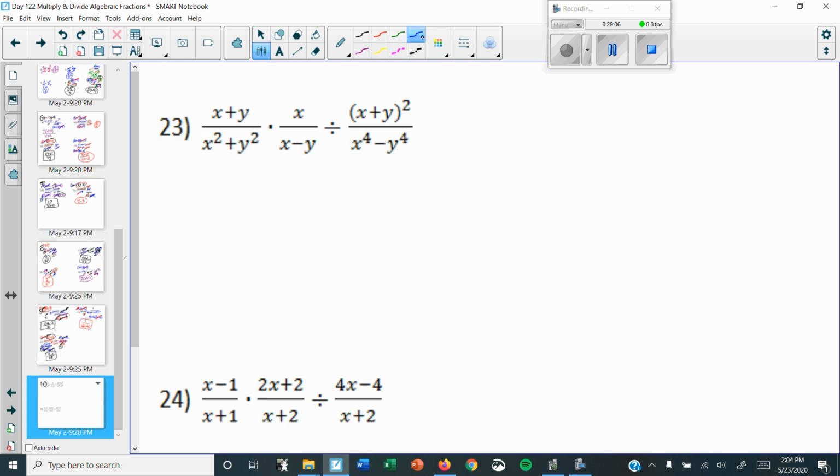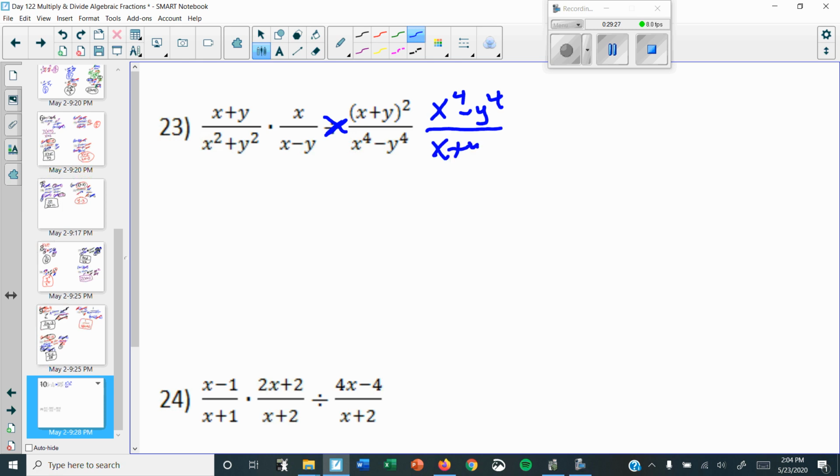So I know kids go, well, what am I supposed to keep? So we're just focusing on this one part. This would be the keep, change, flip, okay? But obviously you wouldn't write that, but just so you can see it. So here we go. We're going to keep, change, and now flip this. So x to the 4th, y to the 4th is now on top.